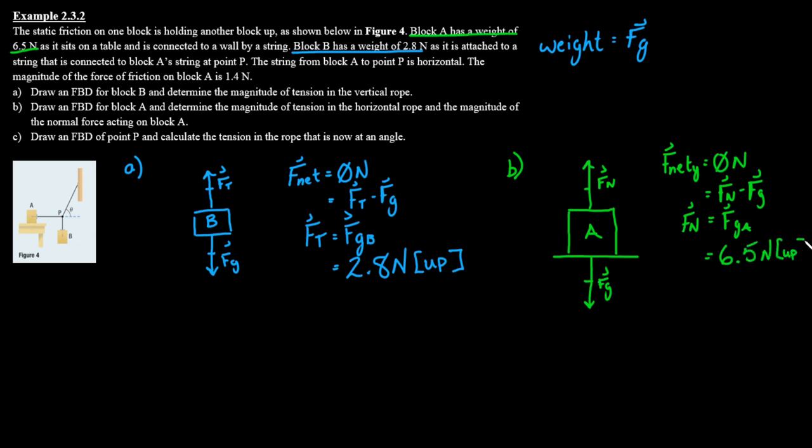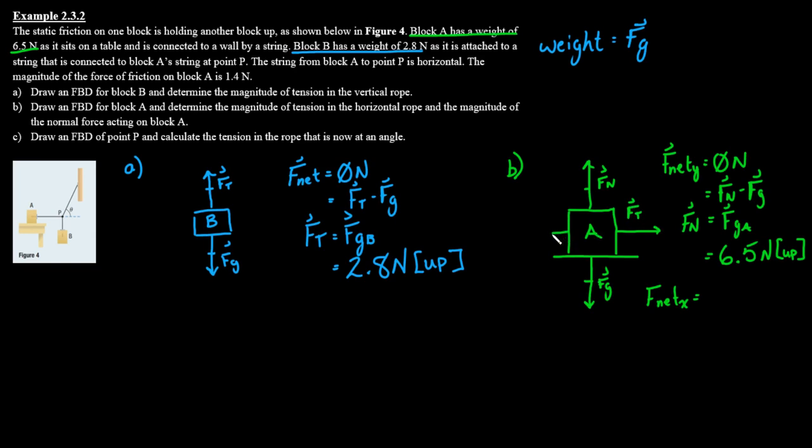And now we want to determine what that force of tension is. So now we need to look at the F nets in the x direction. If we look at the two forces acting on A, we know we're going to have some force of tension that wants to pull it in this direction.